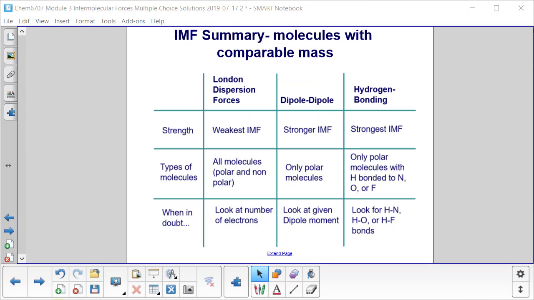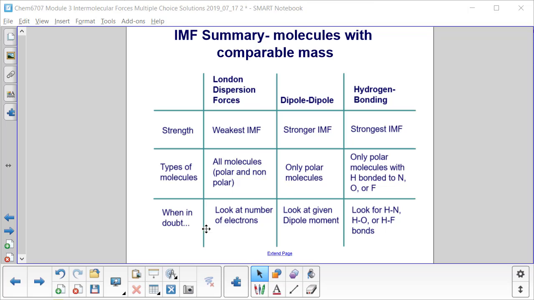Here's a summary of intermolecular forces comparing molecules of similar mass. If two or three molecules have a similar mass, how would we describe the intermolecular forces? If they all have comparable mass, then the dispersion forces would be the weakest and the hydrogen bonding would be the strongest. All molecules, both polar and nonpolar, have dispersion forces. Only polar molecules have dipole-dipole forces. And of course, if I had hydrogen bonded to nitrogen, oxygen, or fluorine, I would have hydrogen bonding.